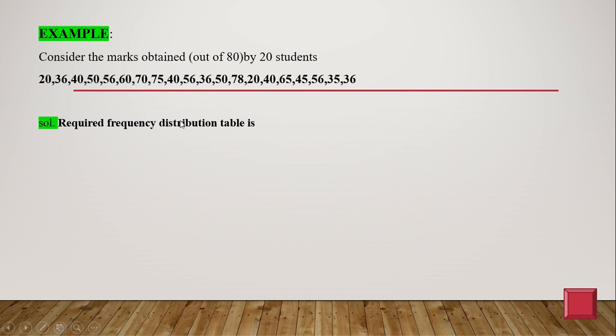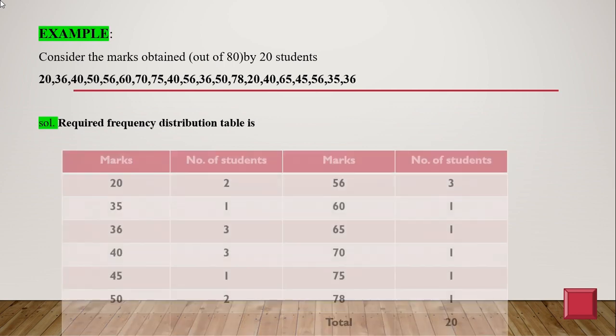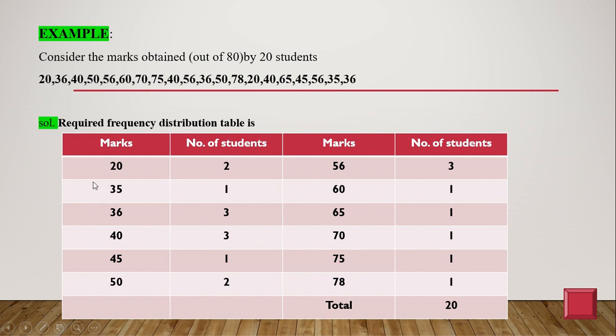Now we want to write the required frequency distribution table. You have to make two columns. One is marks, another one is number of students. Number of students represents the frequencies. So marks 20. Here, how many students have got 20 marks? If you count, 1 and another one is 2. 2 students got 20 marks.